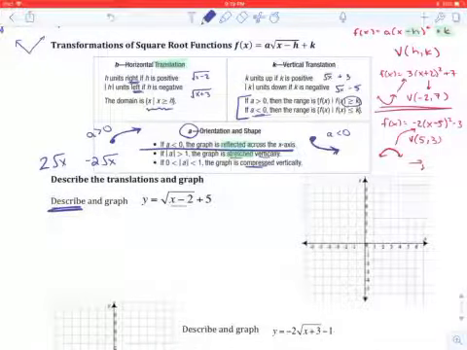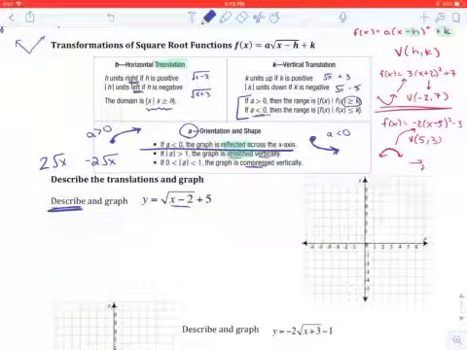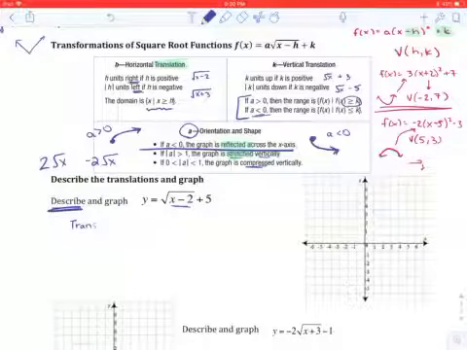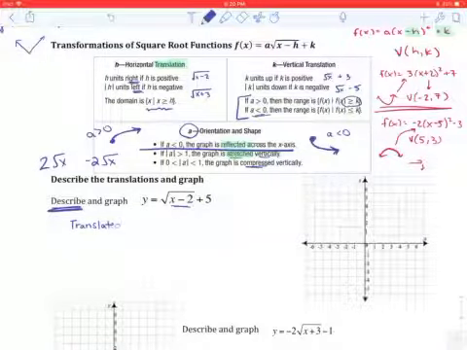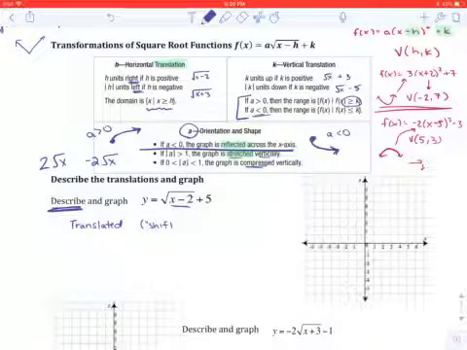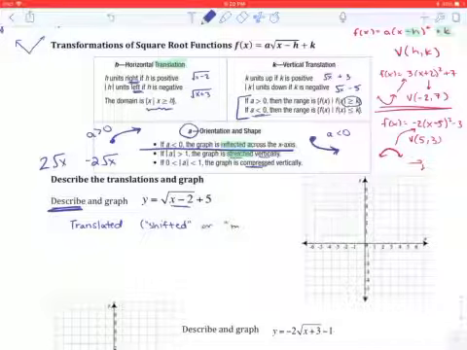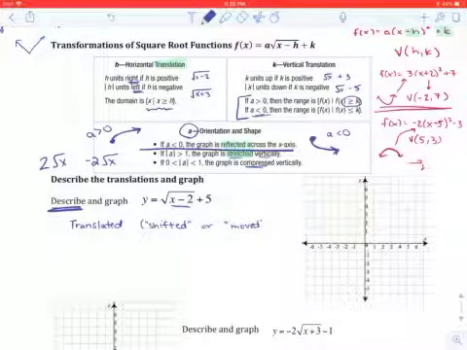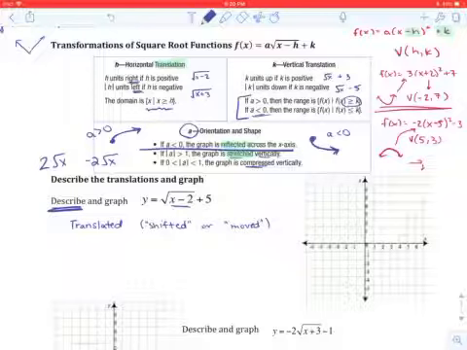So this inside is always going to affect your x-coordinate. So I'm going to say that the graph is translated. Translated is going to mean shifted or moved. But the word I want to make sure that we use is translated. That's the technical terminology, and we want to make sure we know how to use that phrasing as well, so we can expand our vocabulary.